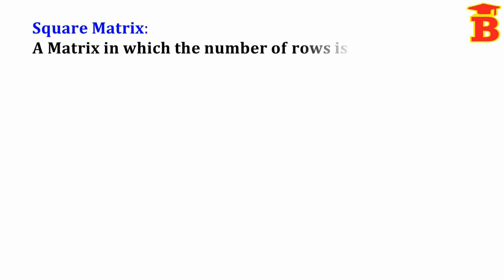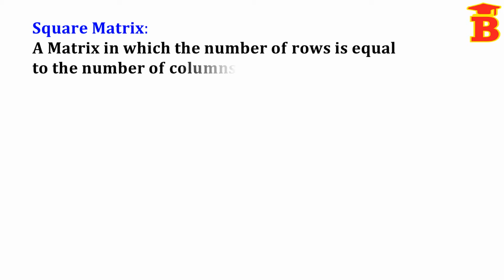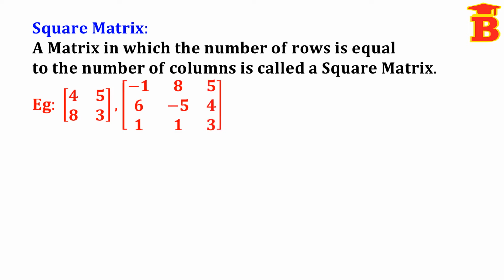Next is square matrix. A matrix in which the number of rows is equal to the number of columns is called a square matrix. See the example. First one 4, 5, 8, 3. Here number of rows 2. Number of columns also 2. So here there are 2 rows and 2 columns.